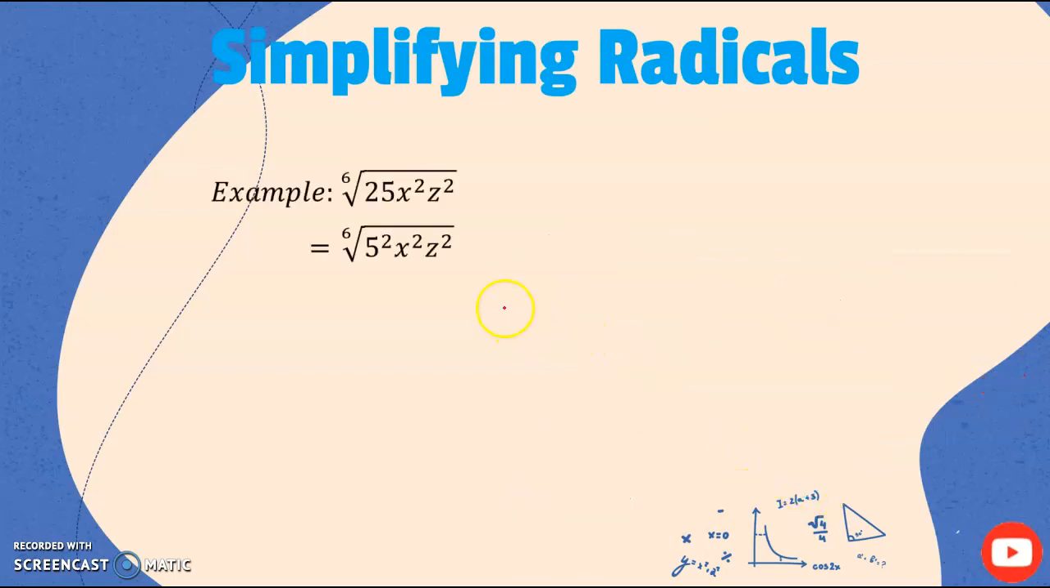Next, this one, 6th root of 25x squared z squared. Take note that 25 can be rewritten as 5 squared, no? So if you notice, the exponents are the same, which is 2. And also 6 can be divided by 2. So therefore, the inside radical is what? Square root, right? So square root siya. Kasi kapag dinivide natin yung 6, it becomes 3. 3 na lang yung sa labas. Sa loob, square root of 5 squared x squared z squared.